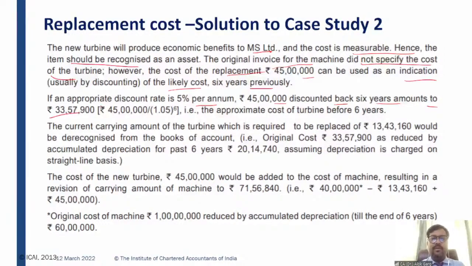Don't worry about that. The current carrying amount of the turbine which is required to be replaced, 13,43,160, would be derecognized from the books of account. That is the original cost as reduced by the accumulated depreciation for the past 6 years, assuming depreciation is charged on a straight line basis. The cost of the new turbine would be added to the cost of the machine, resulting in a revision of the carrying amount of the machine by 71,56,000. Okay. The original cost of the machine is reduced by accumulated depreciation till the end of 6 years, right? So this we have already done.